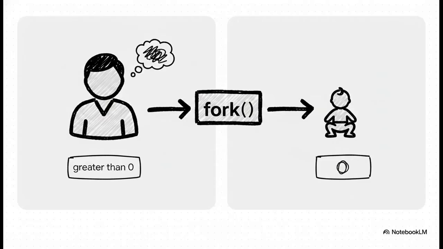So you're probably wondering, if they're both running the exact same code, how do they know which one is the parent and which is the child? This is the clever part. The fork call returns a different value in each process. In the parent, it returns the process ID, or PID, of the new child it just created. But in the child, fork returns 0. This one tiny difference is everything. It lets us write a simple if statement to give the parent and child completely different jobs to do.